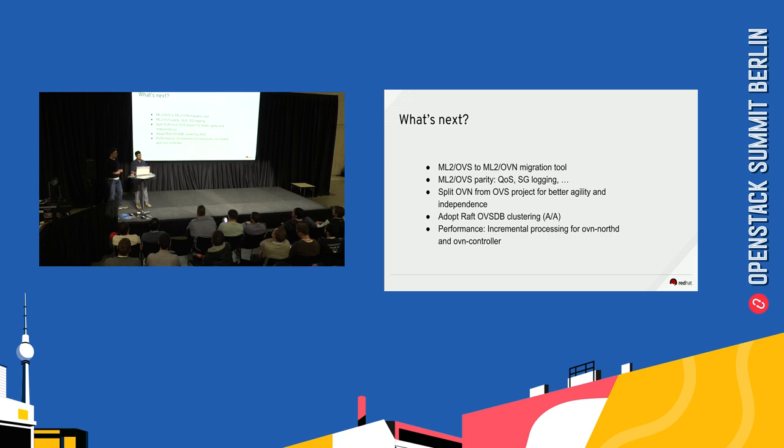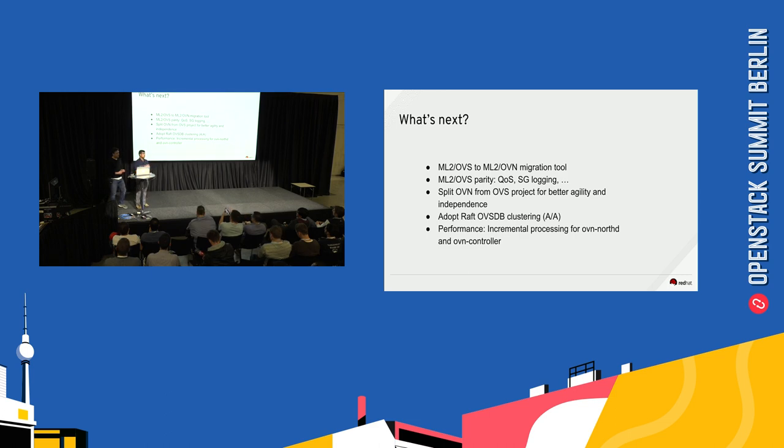In the OpenvSwitch community, we are also talking about this: right now OVN is an OpenvSwitch project. So we are discussing whether we can split that up and have separate OVS and OVN so that they can be compiled separately and distributed separately. So that work is also going on.